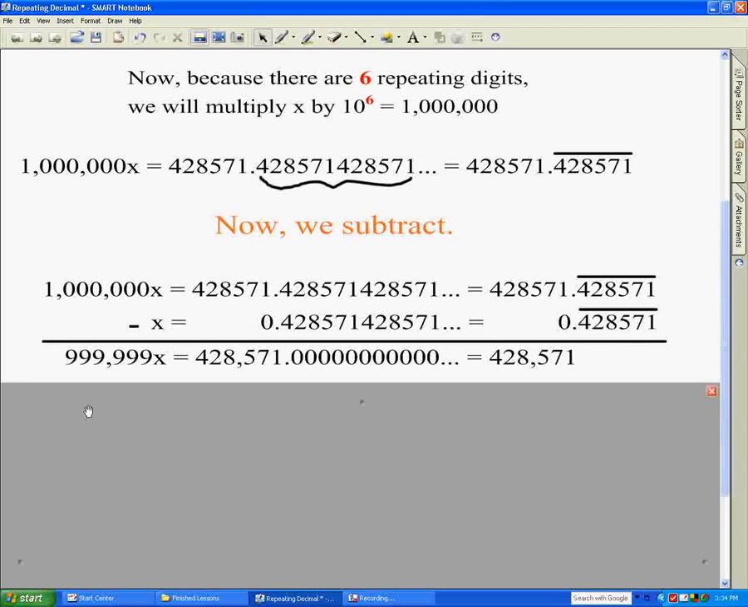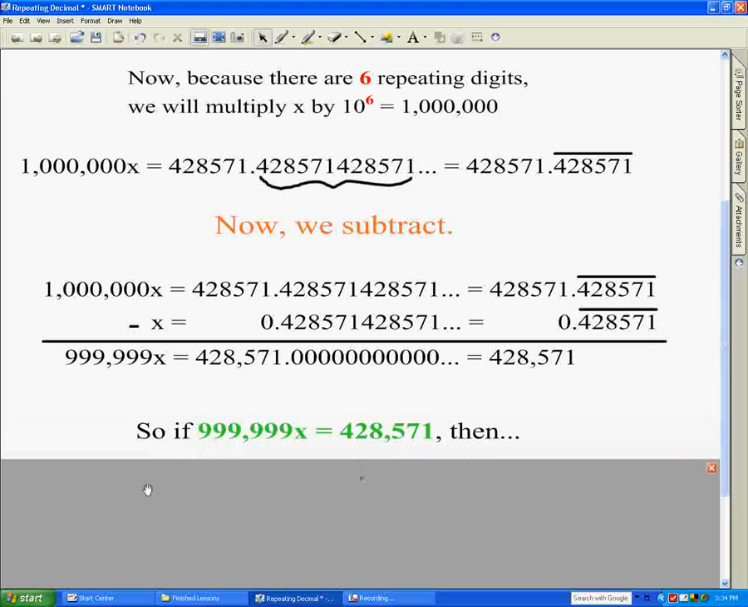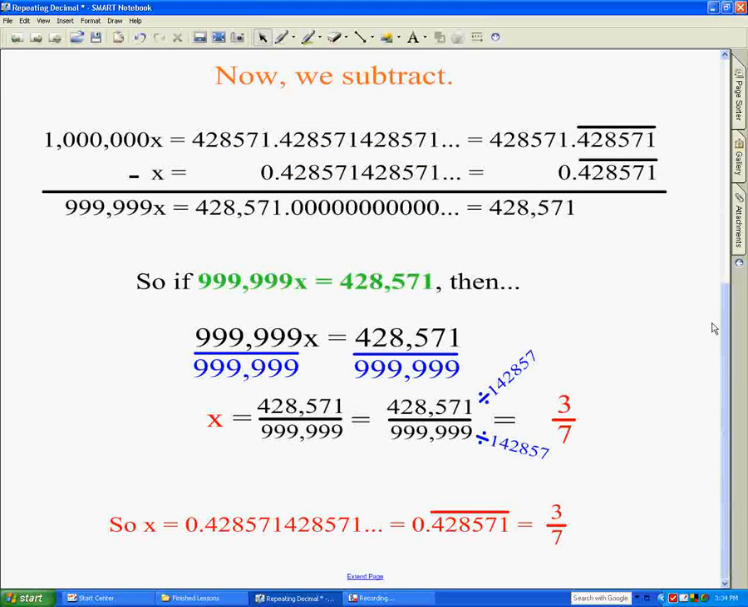All right, and then you divide. So if 999,999x equals 428,571, divide both sides by 999,999, and you get x is 428,571 over 999,999. An excellent fraction, but I'd rather reduce it if possible. So you just divide by 142,857, of course.